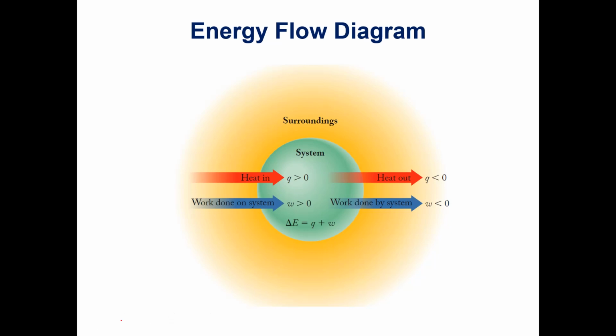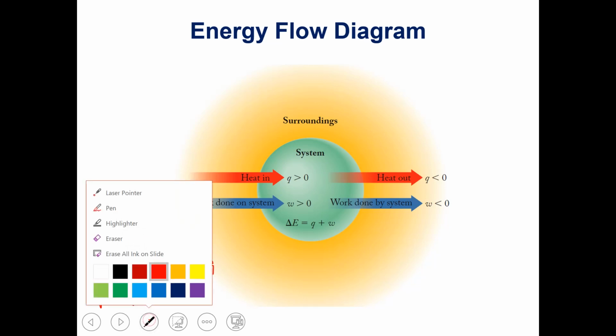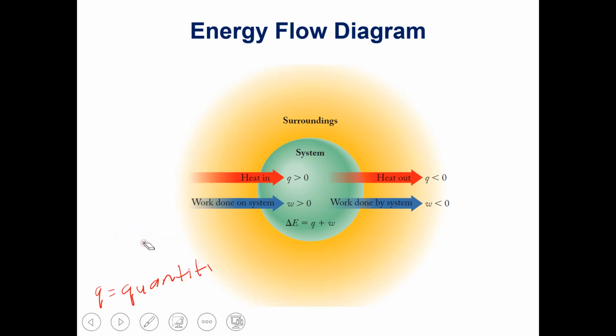So when we talk about heat or work going into a system or being done on a system, or heat going out of a system, we define things as positive or negative based on whether it is put into the system or whether it leaves the system. The symbol that we use for heat is Q, and Q refers to the quantity of heat.